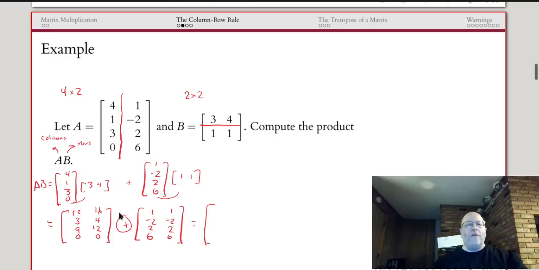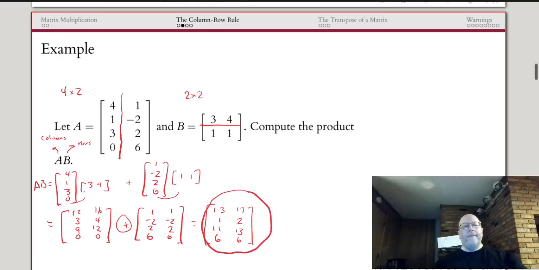So 12, 16 plus 1, 1 is 13, 17. 3, 4 plus -2, -2 is 1, 2. 9, 12 plus 2, 2 is 11, 13. And 0, 0 plus 6, 6 is 6, 6. And that finishes up that multiplication.